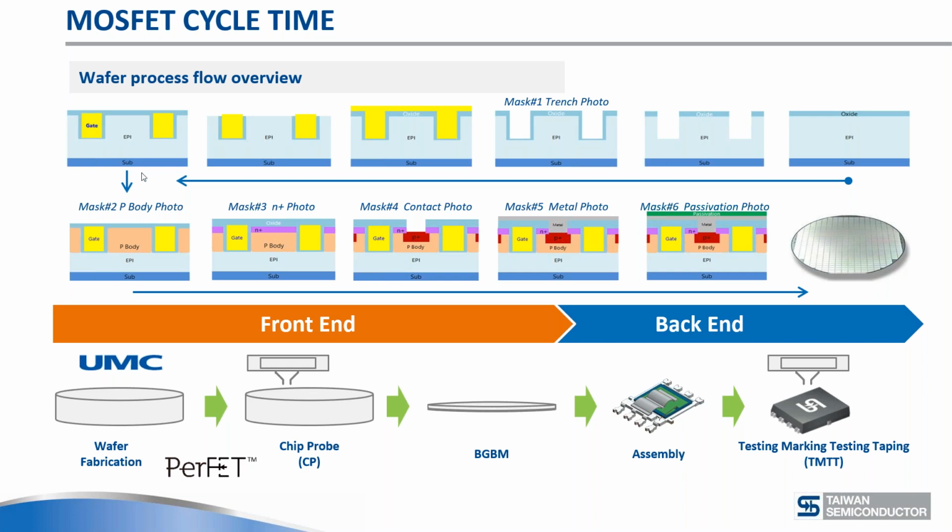Then the next step after wafer fabrication is chip probing. Chip probing is like 1 or 2 weeks, and BGBM stands for back grinding, backside metallization. What happens is a MOSFET has a certain wafer thickness, and that wafer thickness only increases the RDSON.